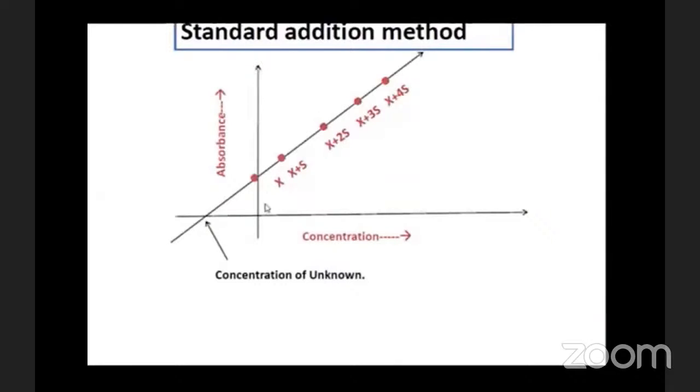A graph of absorbance is plotted against the concentration of X and the concentration of S. The straight line graph obtained is extrapolated to intersect the concentration axis. The point of intersection gives the concentration of the unknown solution X.